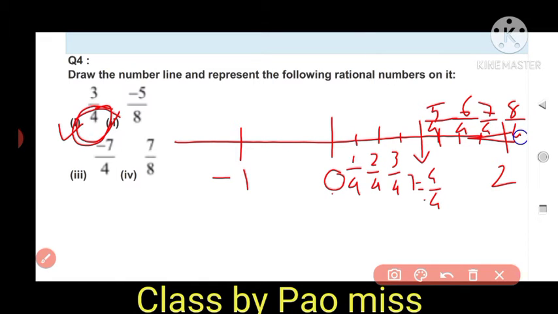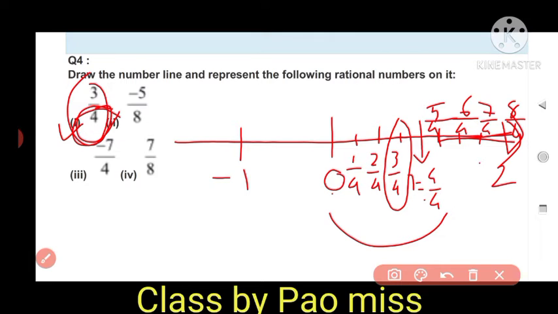But here we have to locate what? We have to represent 3 upon 4. So we already got 3 upon 4, isn't it? So all this there is no need of drawing, just you can draw only this much. So this is the position of the rational number 3 upon 4. So hope you have understood.